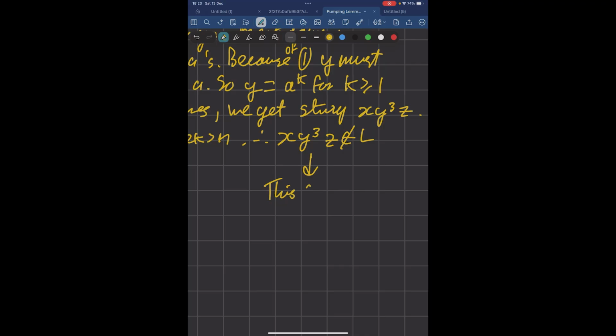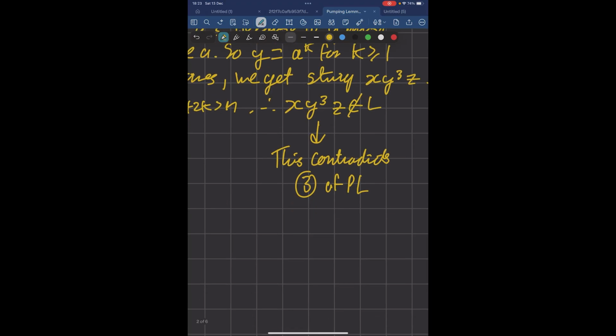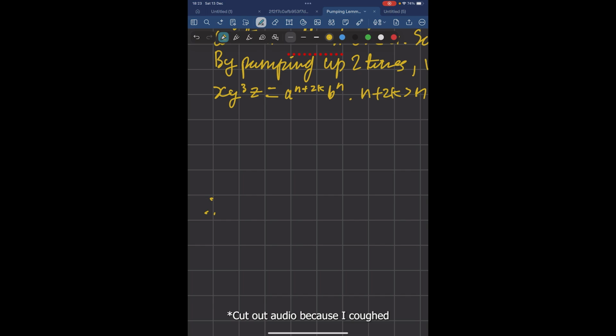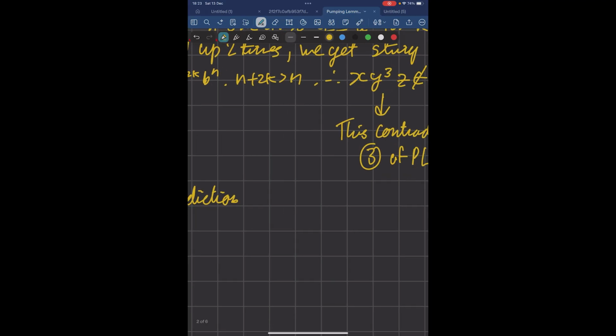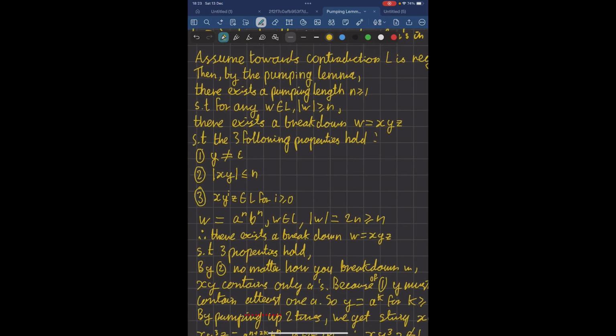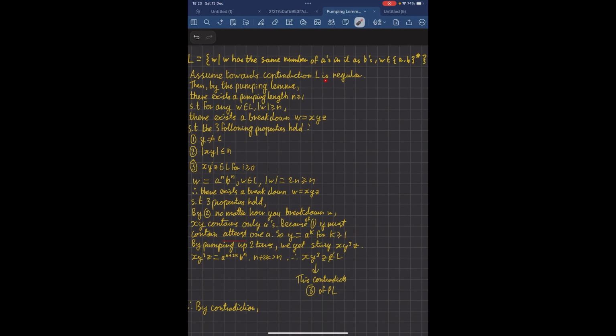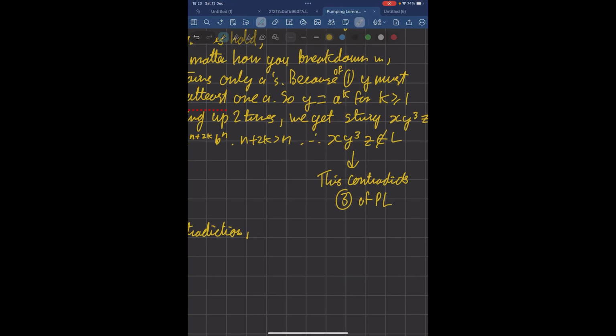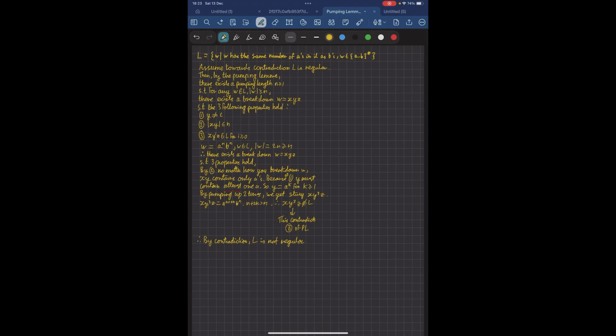So this contradicts property 3 of the pumping lemma. By contradiction, our assumption was wrong. And so L is not regular. Okay, and that's the proof for this question.